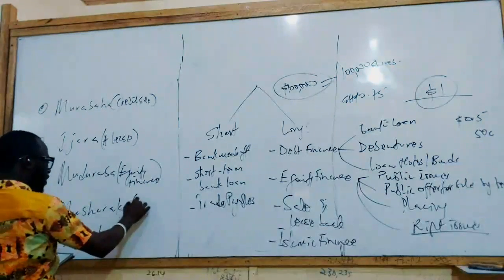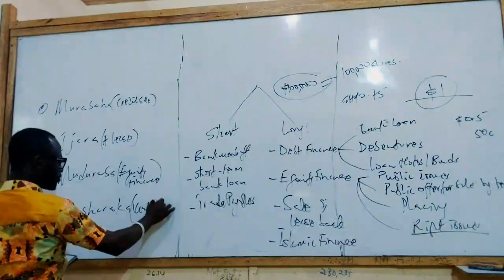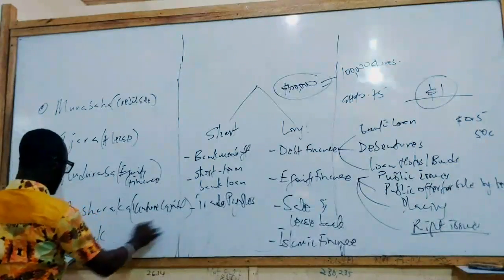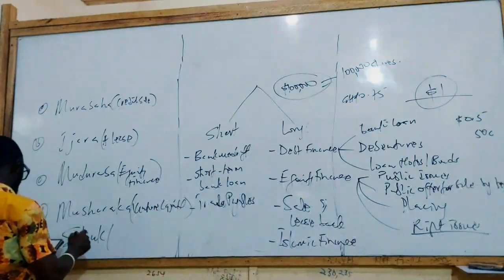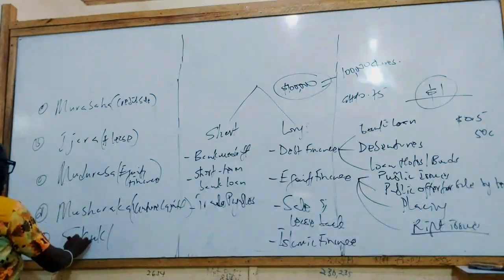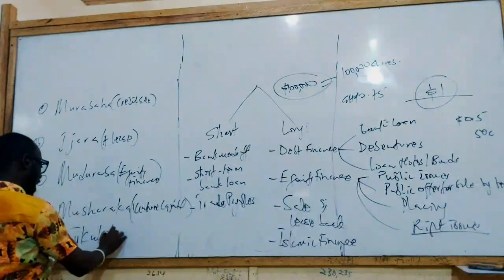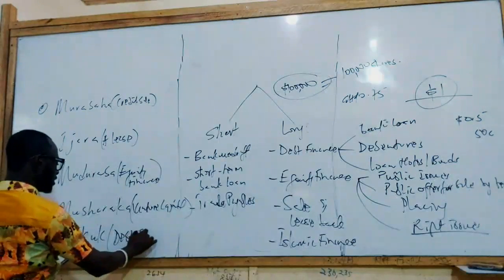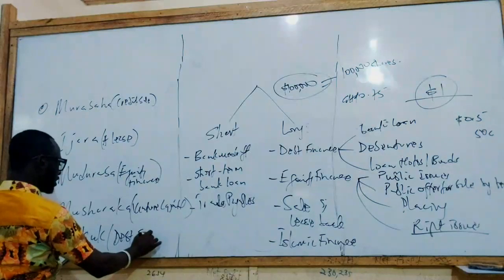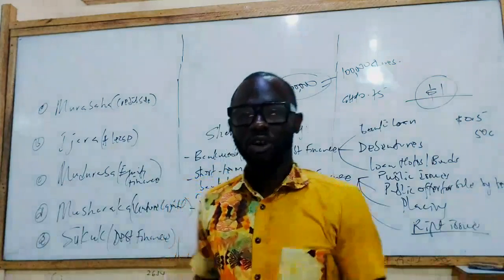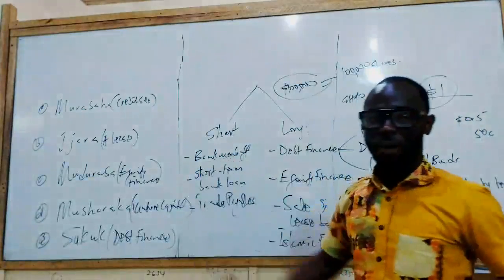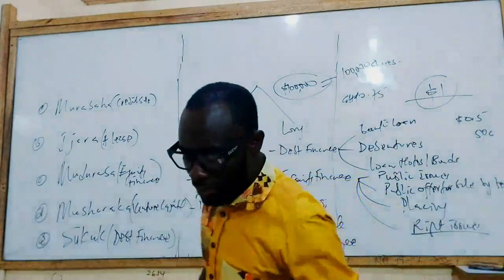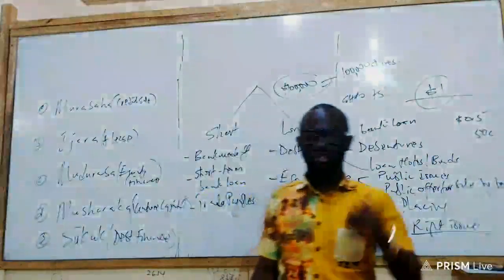Musharaka is like a venture capital. And then Shakuk or Sukuk, S-U-K-U-K, is like debt finance, and that is Islamic bond. So these are the 5 that I'm going to be going through with you about Islamic financial instruments.